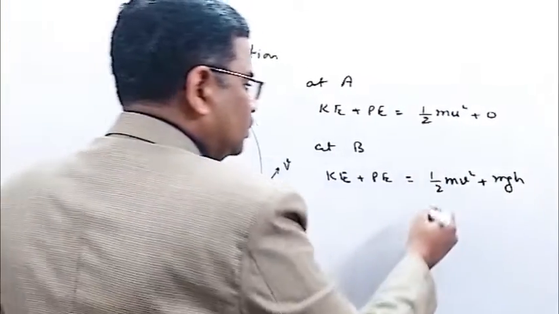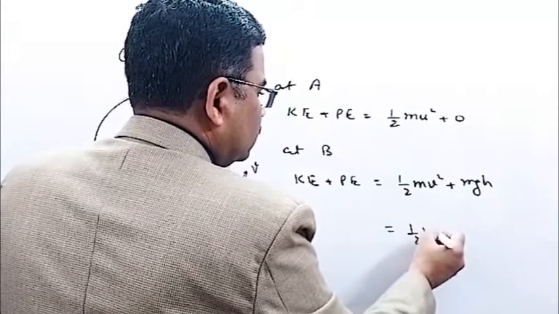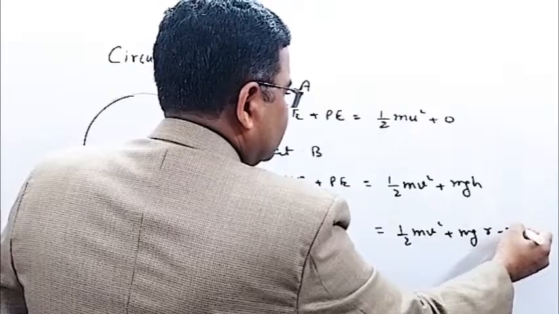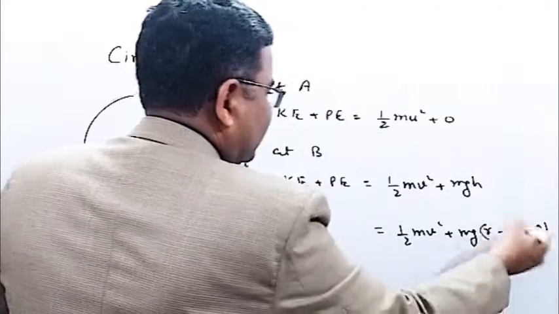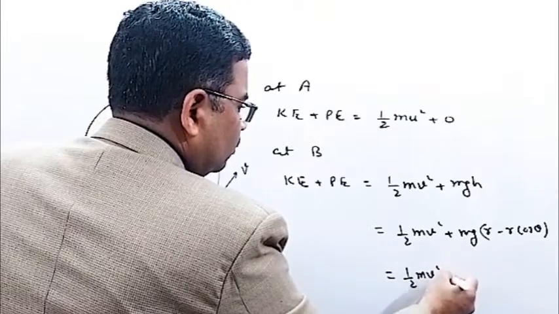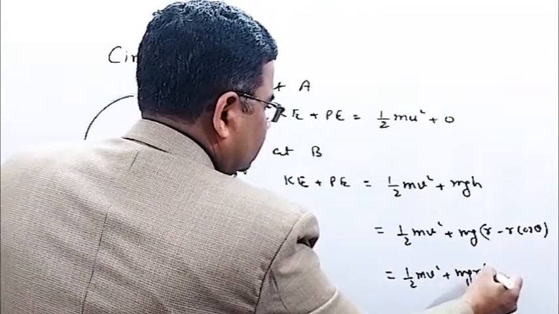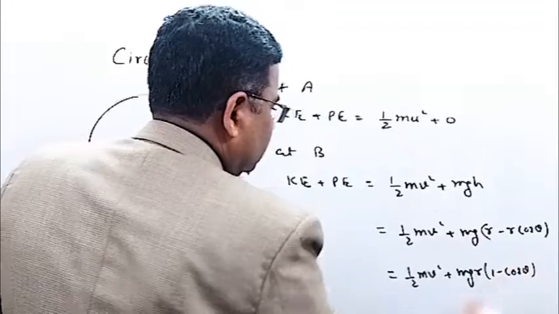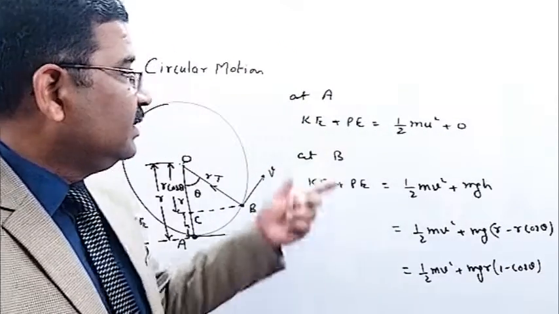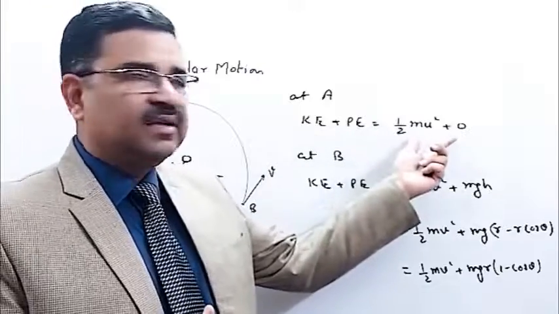So I will substitute here. So it is half mv square plus mg R minus R cos theta. So I can take R as common. So it is half mv square plus mg R into 1 minus cos theta. This is total mechanical energy at B, and the total mechanical energy at A was this half mu square.